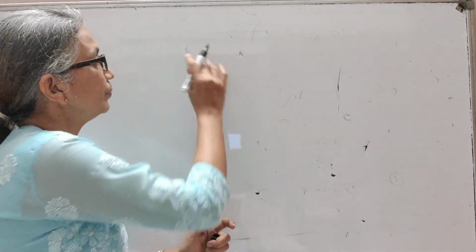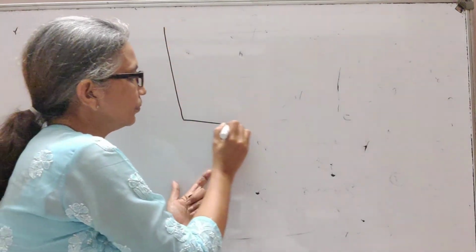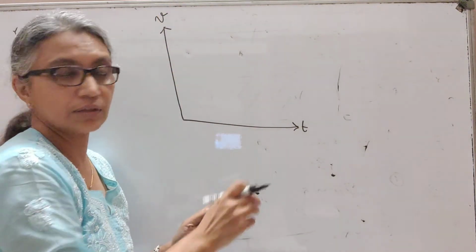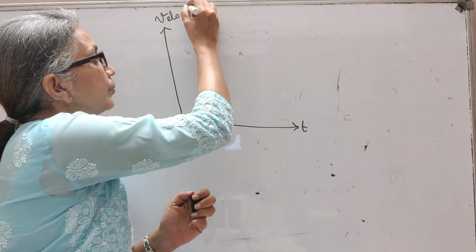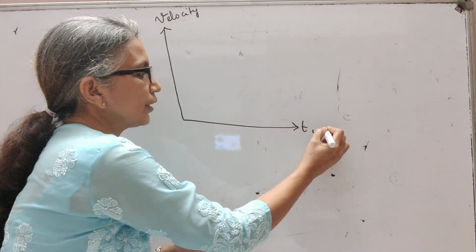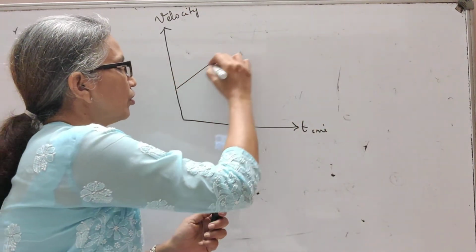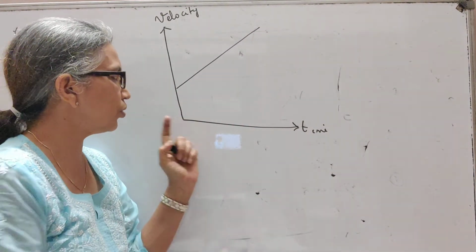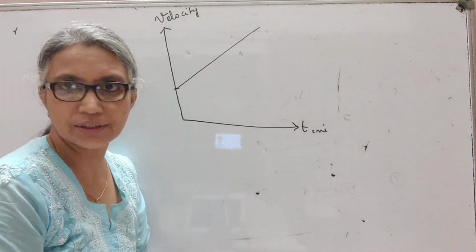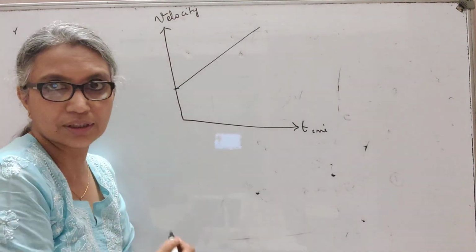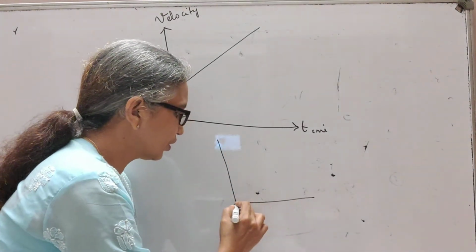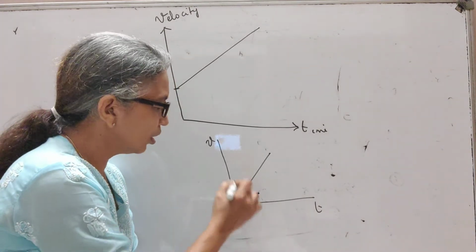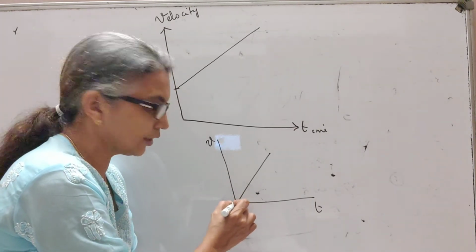The VT graph. Here we have the velocity, and here we represent the time. So we will draw the straight line like this. What does this mean? This represents velocity, right? If I have a graph which starts like this, velocity here and time here, it means that at time t equal to 0, the velocity of the body is also 0.